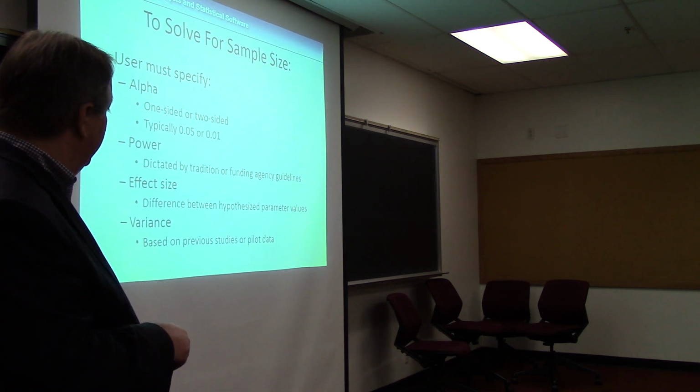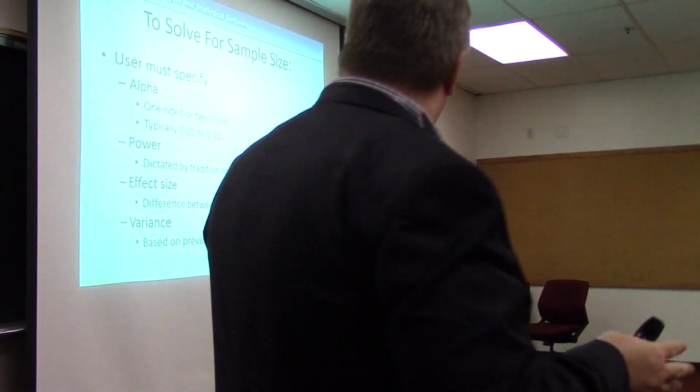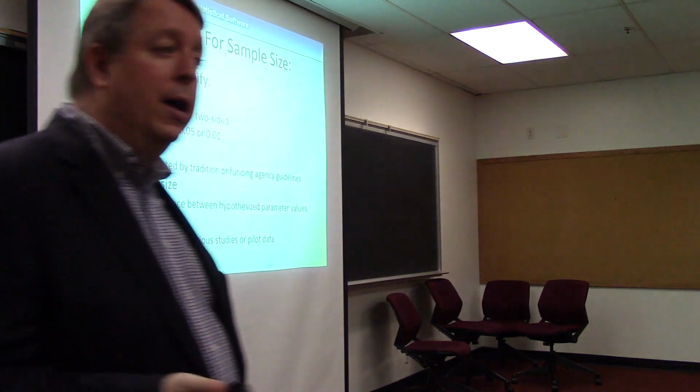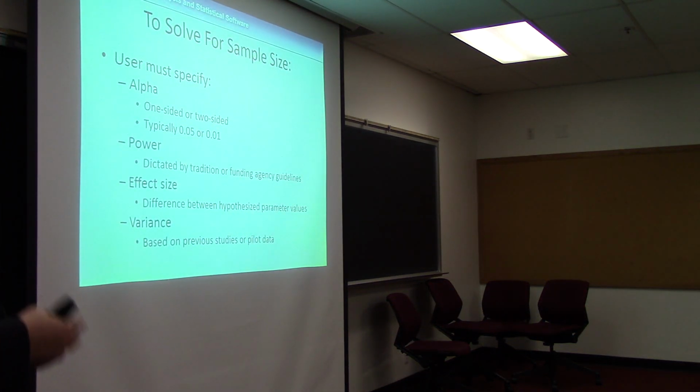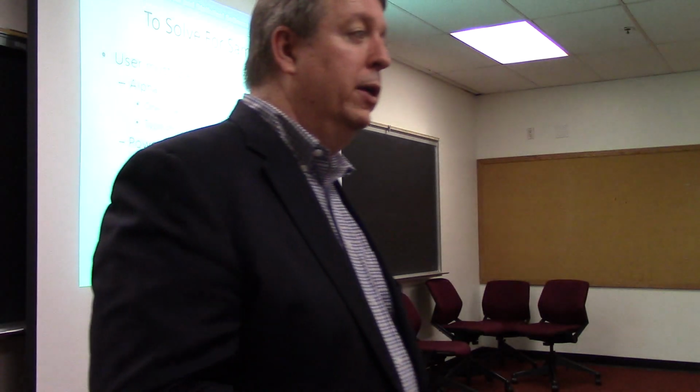And then sometimes the even harder thing is the variance. You're going to need some estimate of the variability under the null hypothesis. So where are you going to get that from? Again, you're going to either need some pilot data or you're going to need some previous studies from the literature. But you need to come up with some defensible estimate of the variance to use in your power calculation.